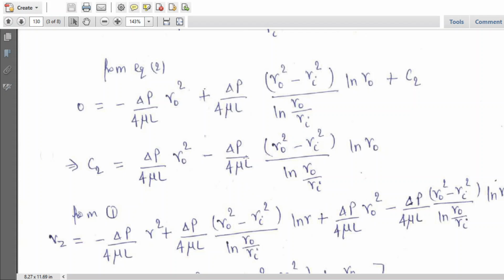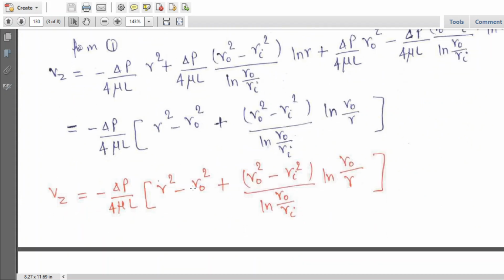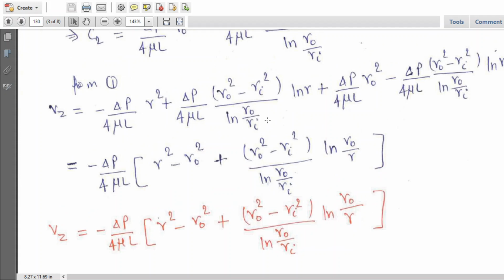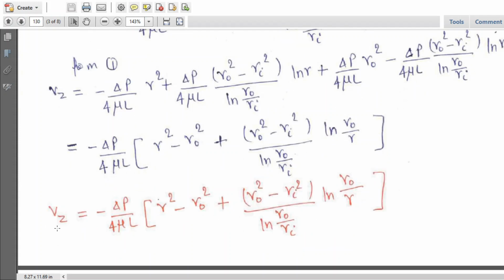Now we can substitute the expressions of C1 and C2 in equation number 1. Then taking the common terms and arranging, we end up with this velocity expression: VZ equal to minus delta P upon 4 mu L times the bracket R square minus R0 square plus R0 square minus Ri square bracket close, multiplied by ln R0 upon R, divided by ln R0 upon Ri.